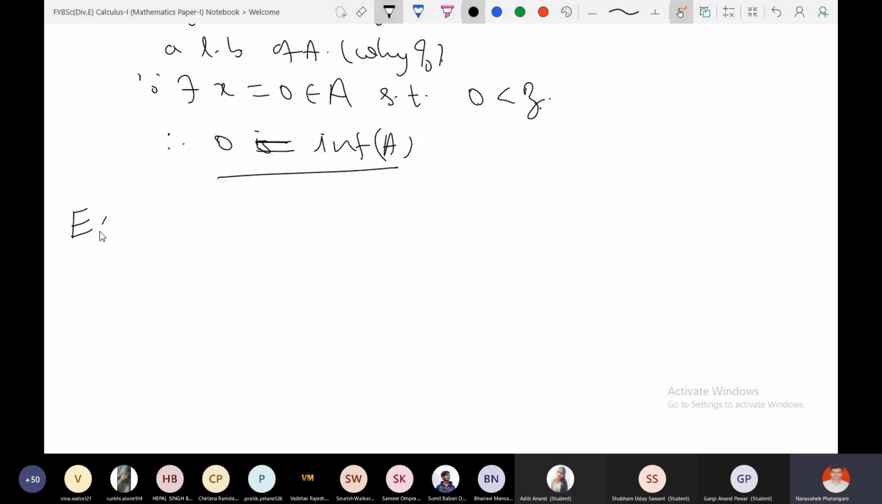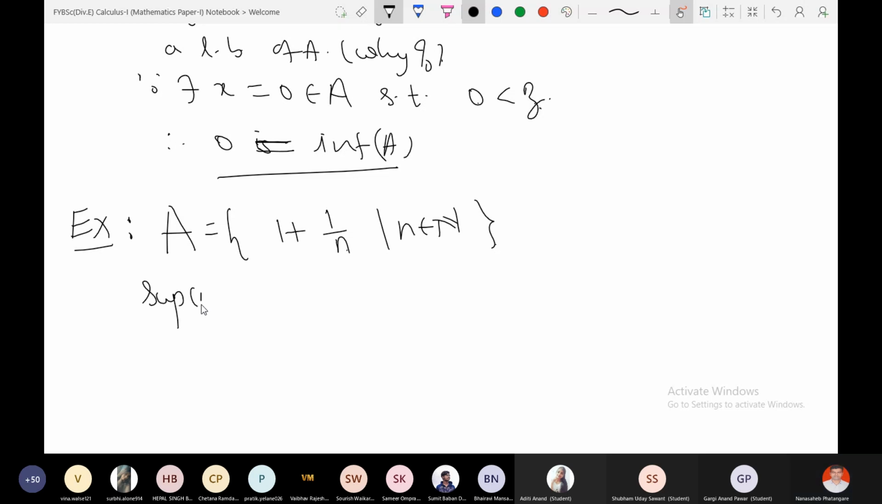Right, but in some cases, this may not happen. For example, if we take a set like 1 plus 1 by n, n a natural number. So, by observation, you can tell me something. What is the supremum? By observation, the supremum is 2. And what is the infimum?